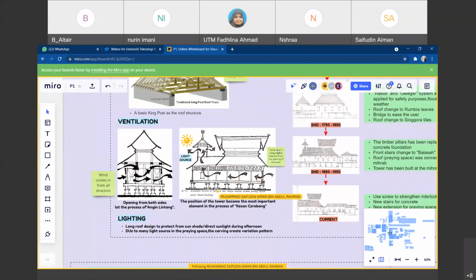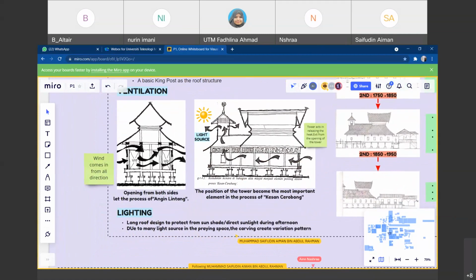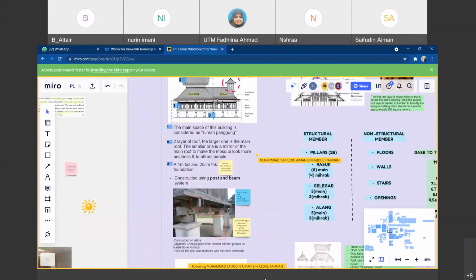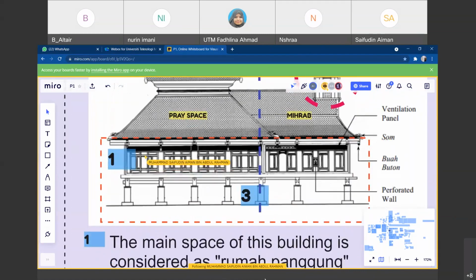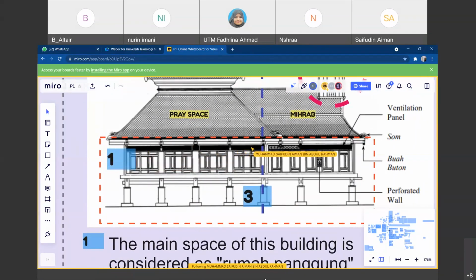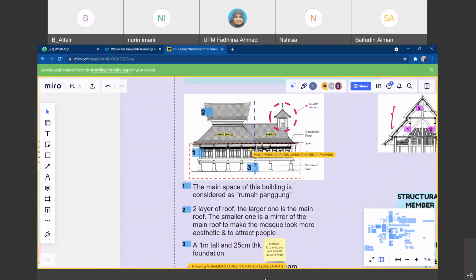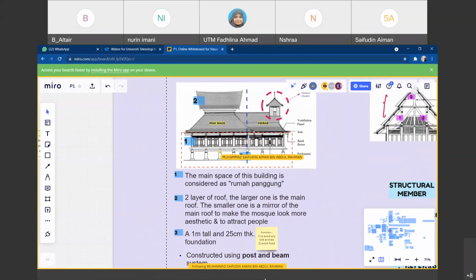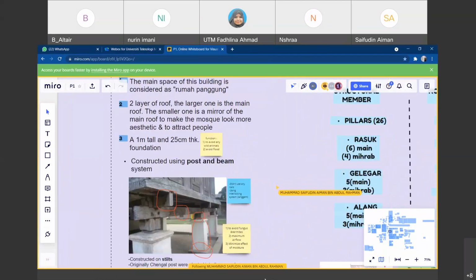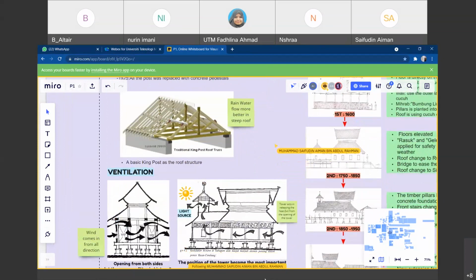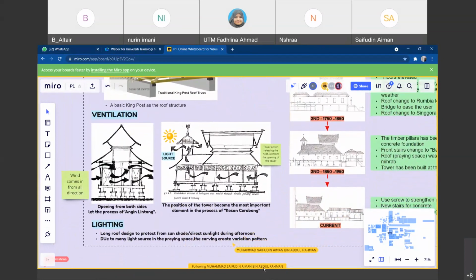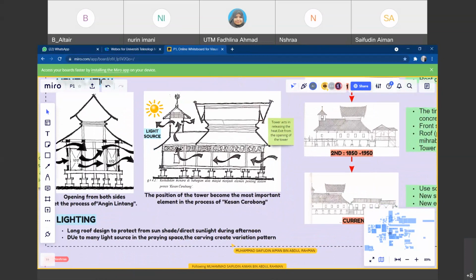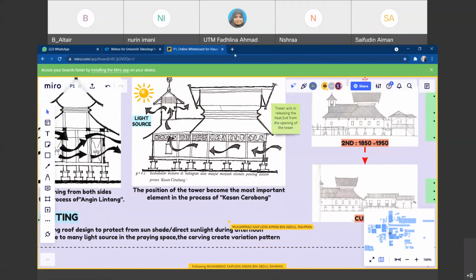Okay, due to the many light sources in the playing space, the carving creates a variation pattern, as you can see here. The playing space here, actually this one and the black one, is the line carving. That's why they put it there, because in the playing space there are so many light sources. So to give more aesthetics, during the day they create an interesting pattern for the interior of this mosque.